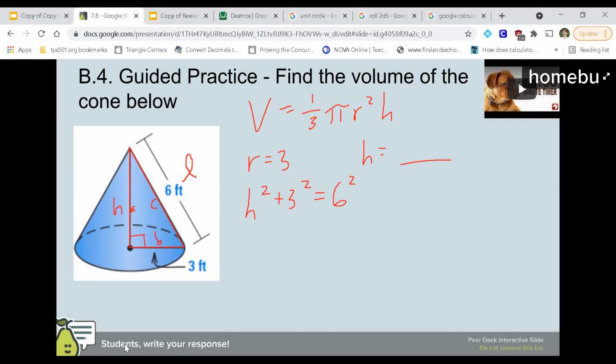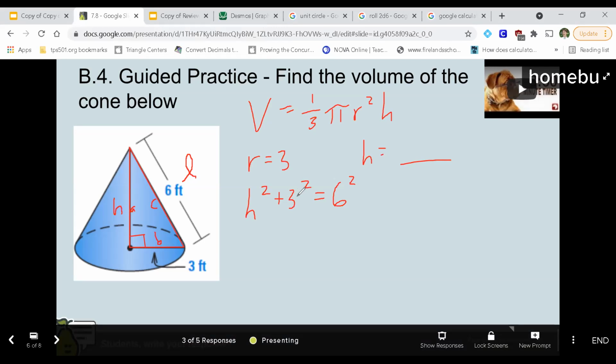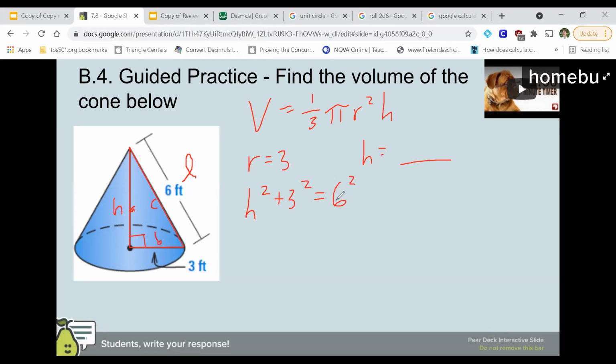Wyatt, I think you're next up. Do you have an idea what I could do next? What do I do with this 3 squared and 6 squared? Yeah, actually find out what they are by timesing them by themselves. We get 9, we get 36. That makes sense? All right, and then Ella, how do I get h by itself? I need to get rid of the squared, and I need to get rid of the 9. How do I get rid of the 9? Yeah, just subtract. So h squared is 27.